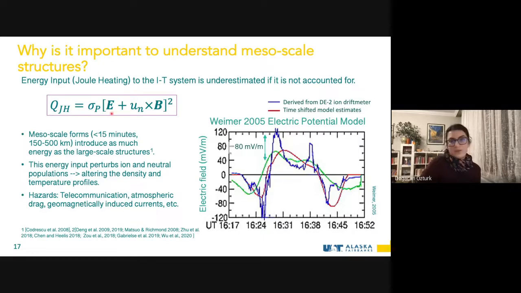This directly goes into the equation. So that's why you can see how much of the energy we will be missing out by not incorporating these mesoscale structures. And again, this energy, the Joule heating, directly goes into ion and neutral populations. It alters the density and the temperature profiles of the ionosphere and thermosphere system. Again, we would expect hazards in telecommunication. We would expect increased atmospheric drag. And as we talked about in the Auroral streamers too, these features can be associated with significant magnetic perturbations, meaning that they can create geomagnetically induced currents.